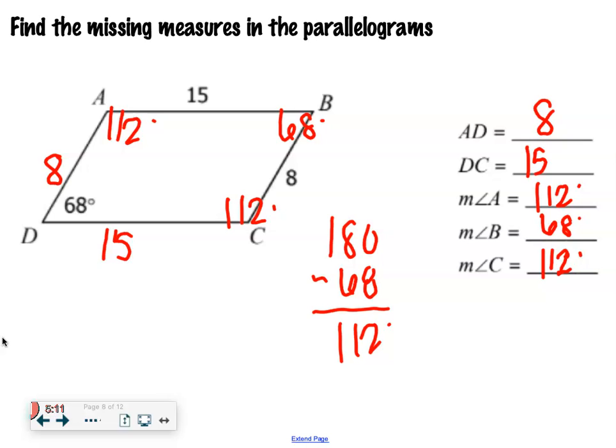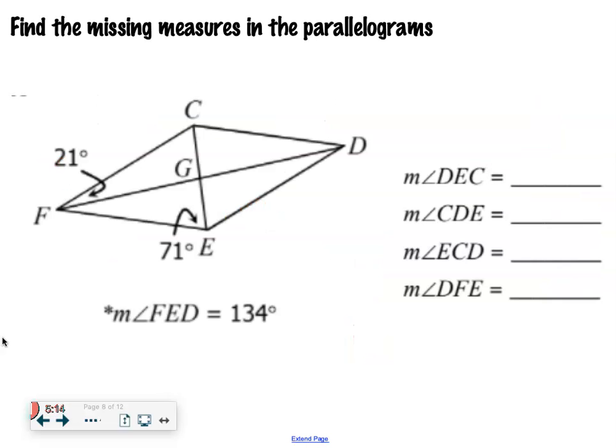Okay, now we're going to throw some diagonals in there and find some missing angles. Okay, FED, where's this guy at? Okay, so if this whole guy is 134, what's this missing piece over here? 63. We all agree? Yeah. Because you have to do 134 minus 71. Okay, so we just found it. DEC is 63.